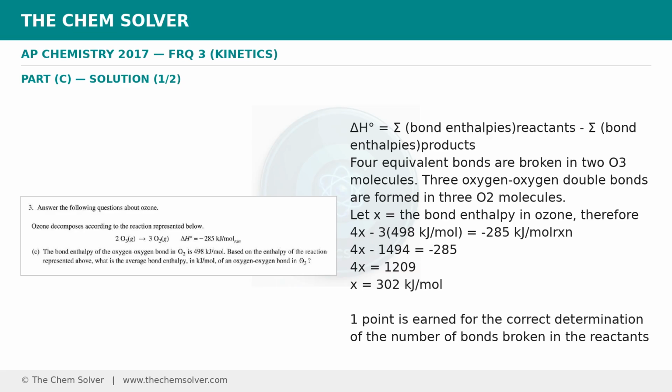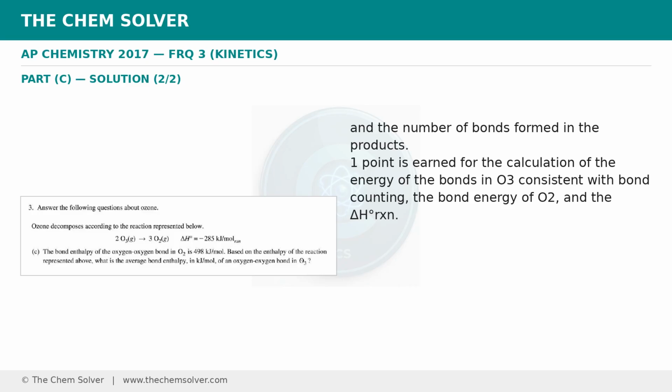1 point is earned for the correct determination of the number of bonds broken in the reactants and the number of bonds formed in the products. 1 point is earned for the calculation of the energy of the bonds in O3 consistent with bond counting, the bond energy of O2, and the delta H standard of the reaction.